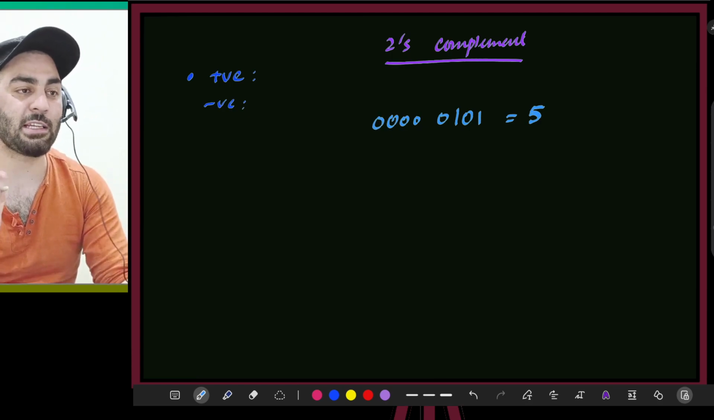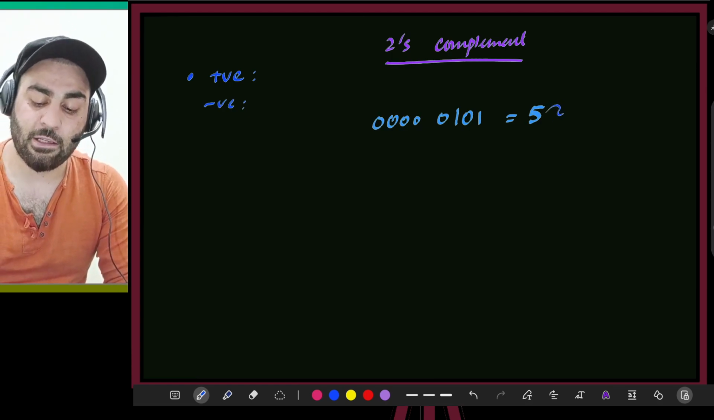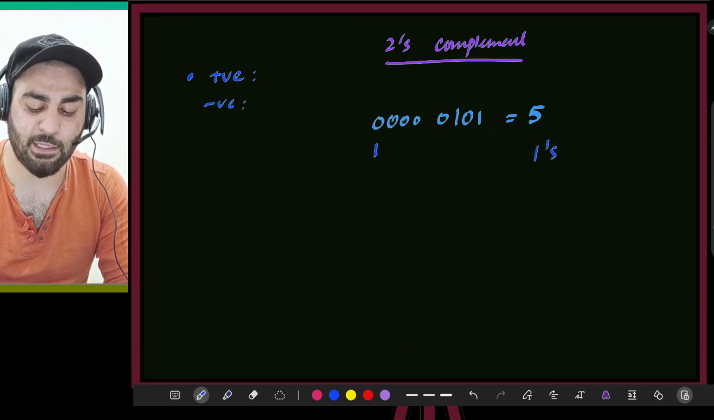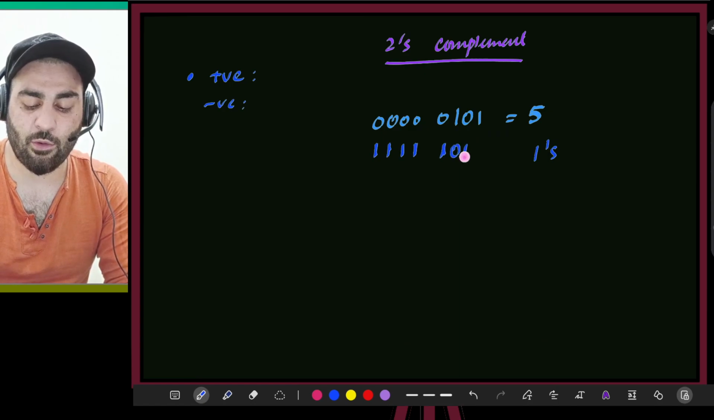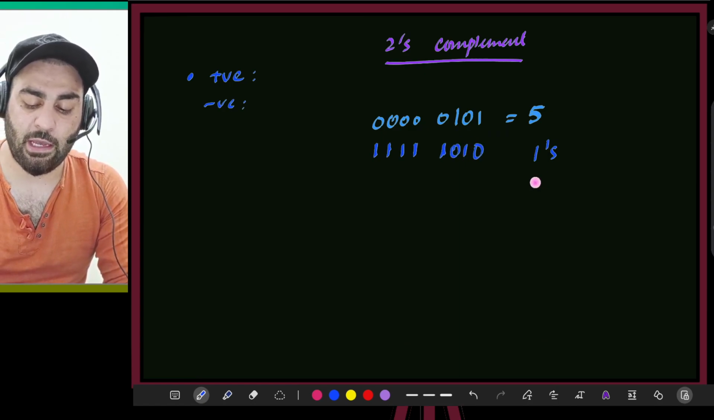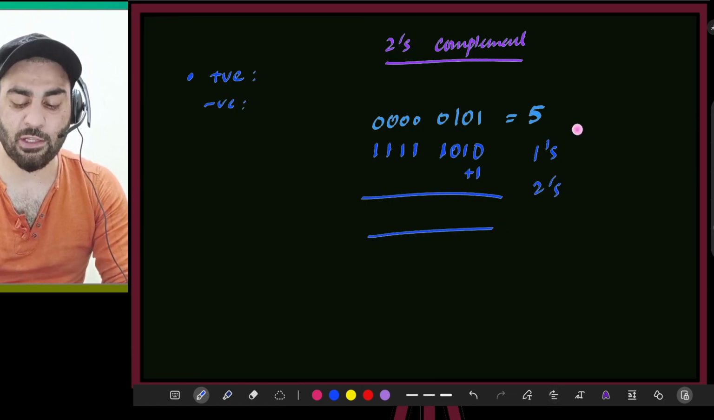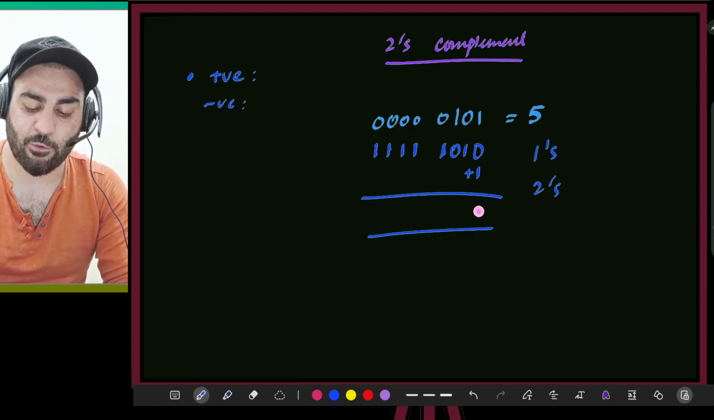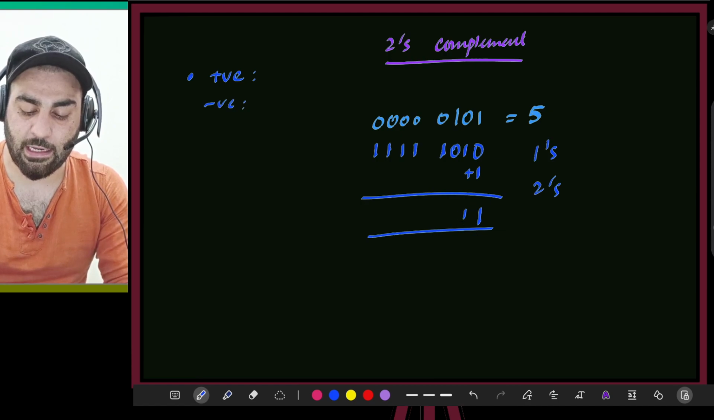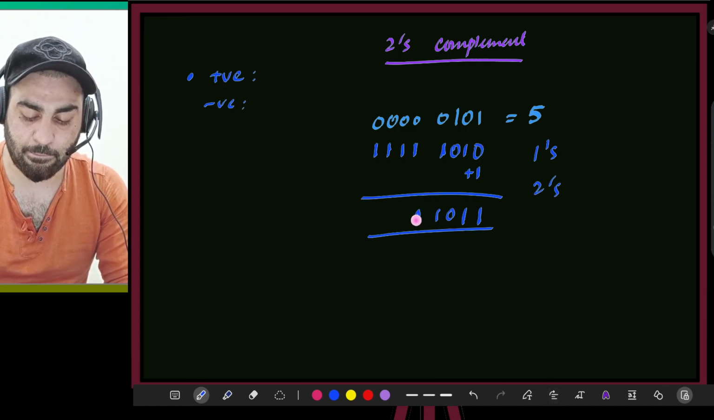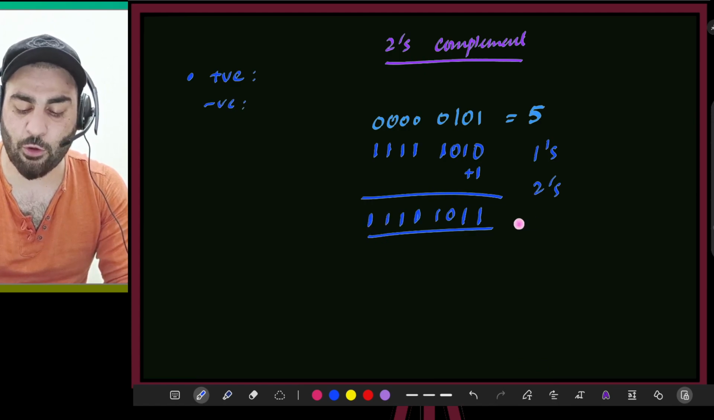Just hold your questions, I'll come back in a couple of minutes. So this is 5. If you take 1's complement, you know that we have to invert all the bits. So inverting all the bits gives 1 1 1 1 1 0 1 0. Now if you have to take 2's complement, you add 1 over here. In the 1's complement, if you add 1, you get the 2's complement. So this is the 2's complement representation of 5.